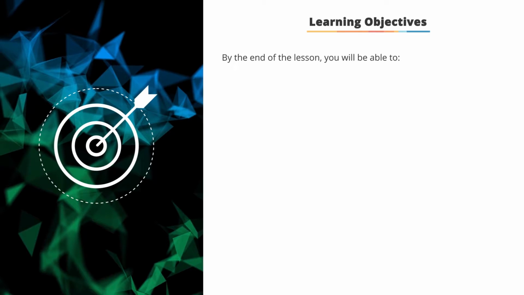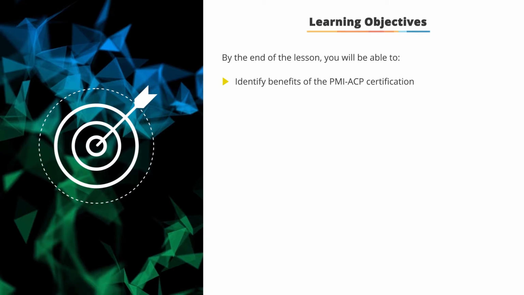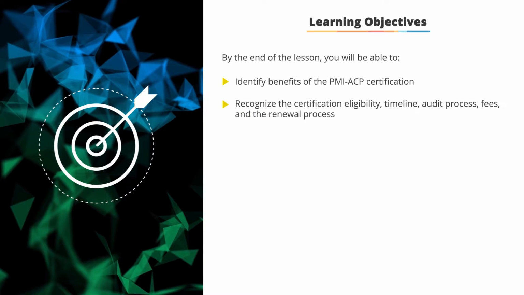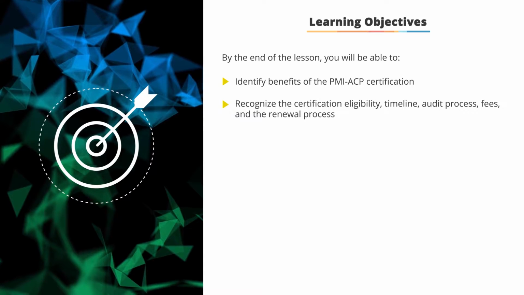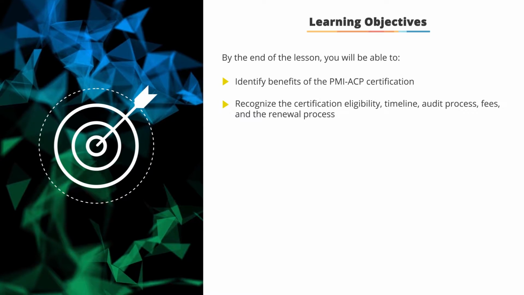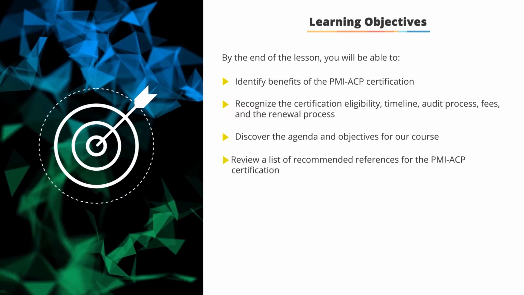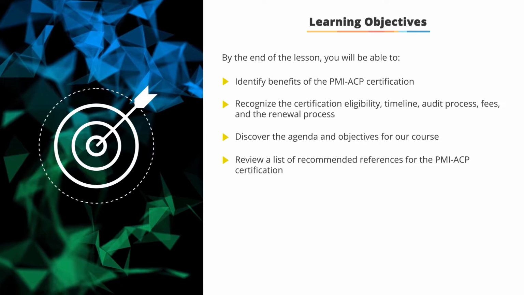Learning objectives. By the end of this lesson, you'll be able to identify the benefits of the PMI-ACP certification, review and understand the certification eligibility, timeline, audit process, fees, and the renewal mechanisms for the PMI-ACP, see the agenda and the objectives for this course, and review a list of recommended references for the PMI-ACP certification.